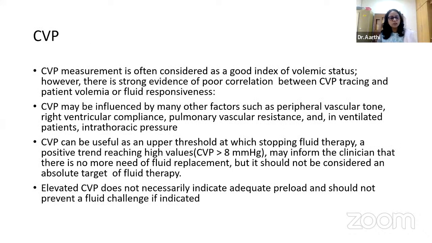So coming to the central venous pressure monitoring. Central venous pressure is often considered a good index of volume status. However, there is strong evidence of poor correlation between the CVP tracing and the patient's volemic status or fluid response. But still, we use central venous pressure monitoring in both surgical and critically ill patients because of the following reasons.